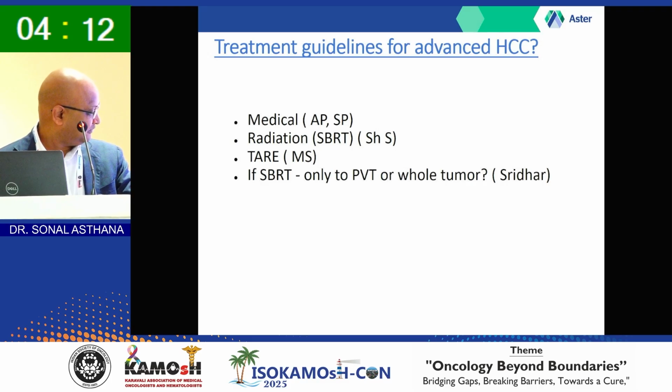PVTT is the one where you are looking at bridging to transplant. That's what we are looking at, PVTT as a separate target, where we are seeing complete responses. The chances of getting the PVTT dissolved and going into transplant is more than 70 to 80%. So definitely, wherever the PVTT is, it is not an issue, we can treat only that.